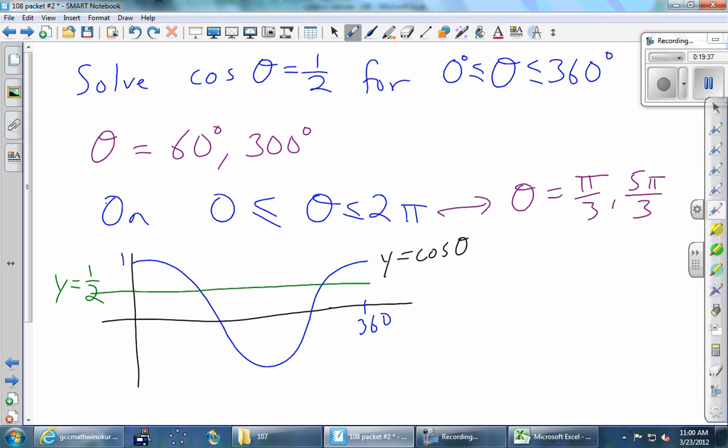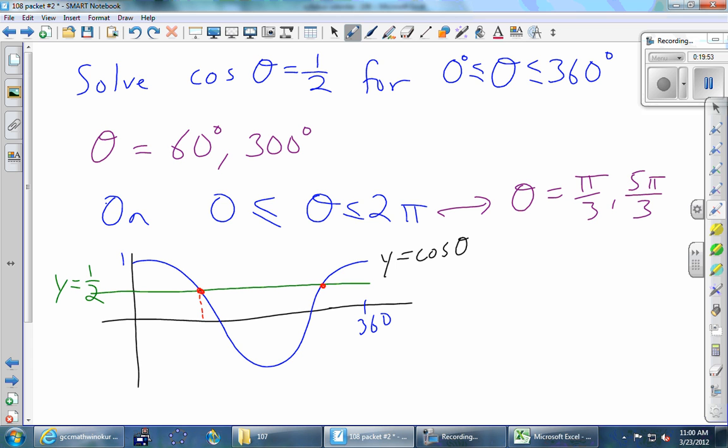How many intersection points do you see? You see 2. There's one there. Second one there. I don't know what they are just by looking at the picture, but at least I can confidently say there's going to be 2 of these. But we do know what they are because we did the work already.